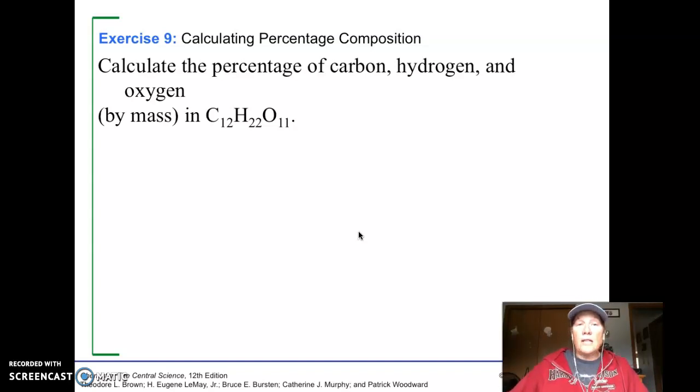And the last one, oxygen, the mass of oxygen in that is 176. And again, I got that 11 times 16. If I take 176 divided by the total, 342, I get 51.5%. So that tells me the percent. When you're doing percent, you take the individual divided by the total.